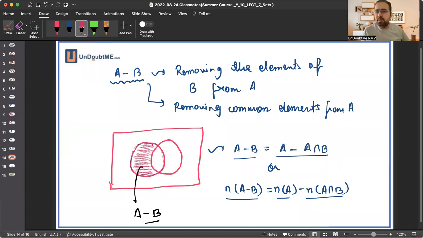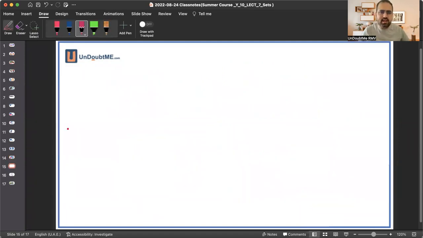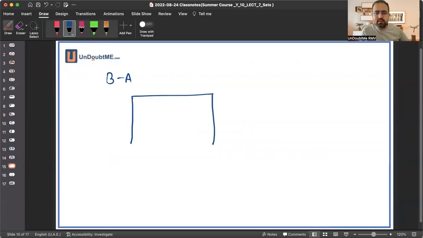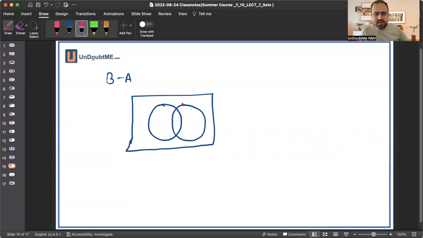Similarly, if I want to find B minus A, now it is quite obvious. It is very easy to understand and replicate the same logic. So when I say B minus A, it means removing elements of A from B. So here is our Venn diagram. And from the Venn diagram, if I want to do B minus A, then I will just shade the required portion. This time I'm not doing all the things because it is the same.